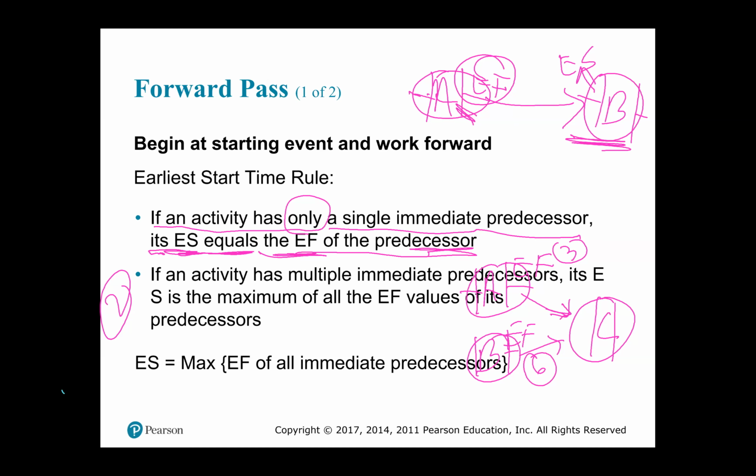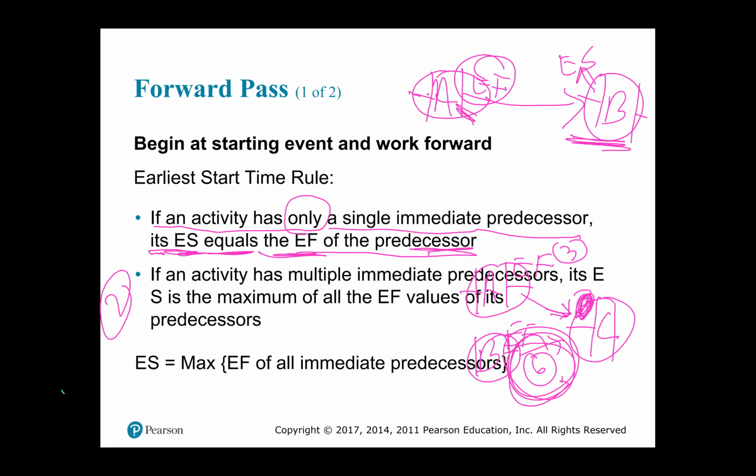C's early start will be the maximum of the early finish values. So since we're looking for an early start for C, you look at the immediate predecessors for C, which in this case are A and B. The early finish for A is 3. The early finish for B is 6. The rule says it has to be the maximum. Therefore, the early start for C has to be 6 because it's the maximum, right?